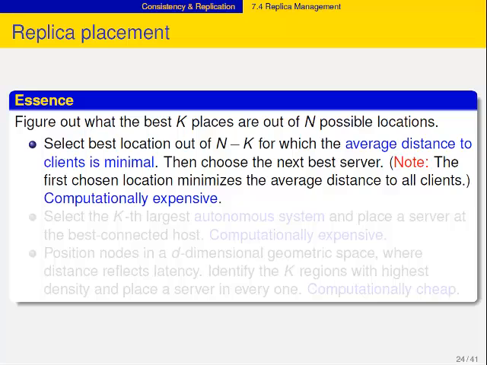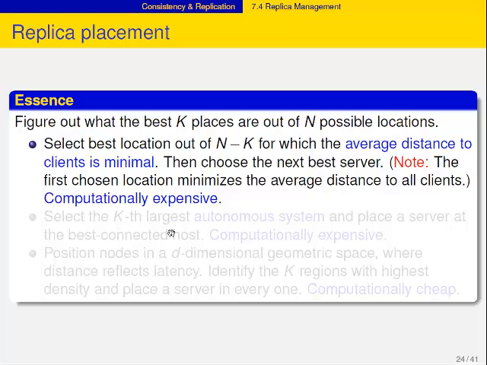First thing that you could do is you could try to select the best location out of n minus k for which the average distance to the clients is minimal. So we're assuming that we do know where the clients come from. Okay? And then choose the next best server, and then the next best server, etc. The first chosen location minimizes the average distance to all clients. It turns out that this is computationally expensive. And when I talk about computationally expensive, I mean really computationally expensive. That means if you want to do the full computation, you may need a big supercomputer to actually do all the computations, and then you'll die before it's finished. So you use a heuristic to actually find out what the best could be.